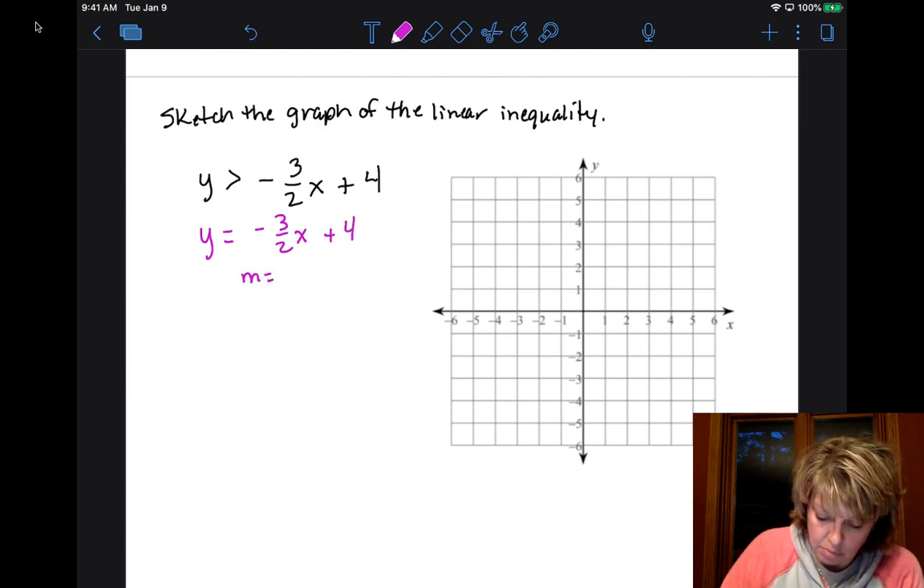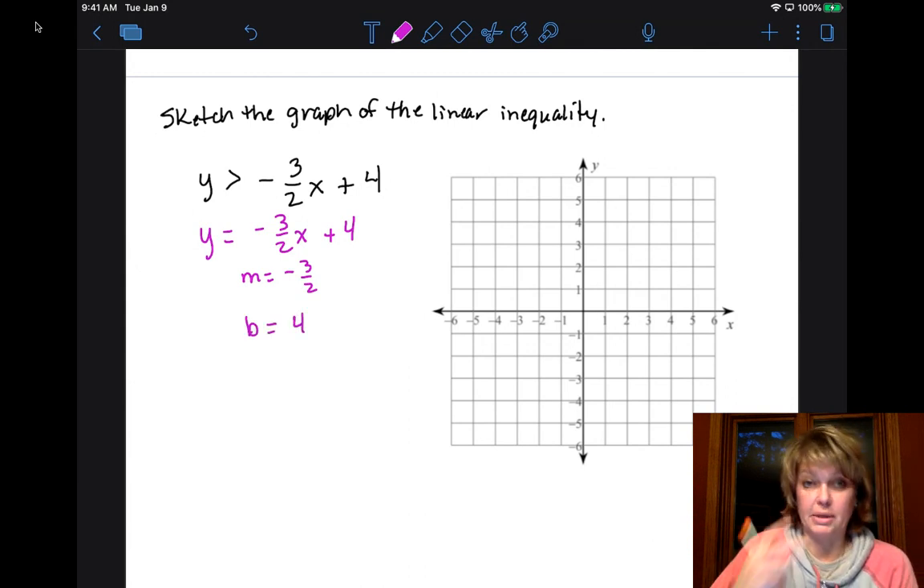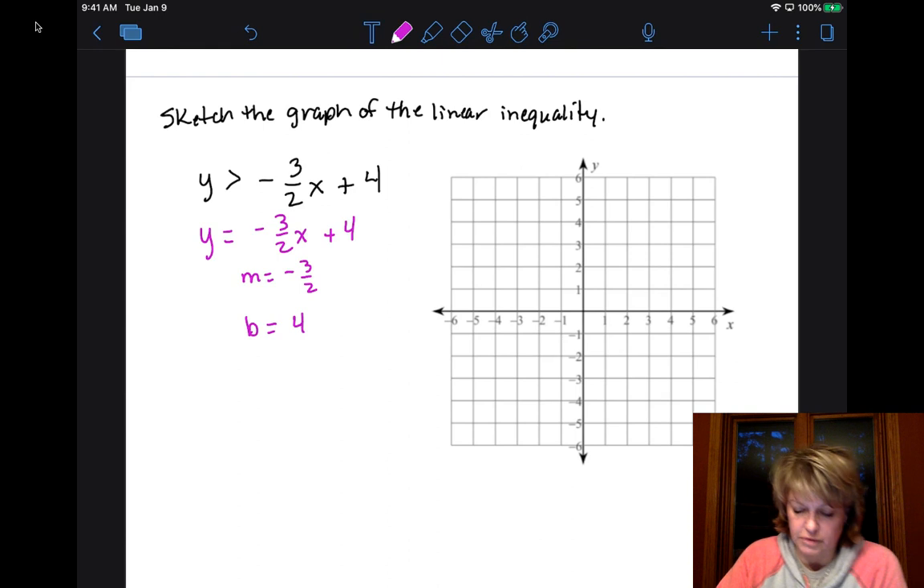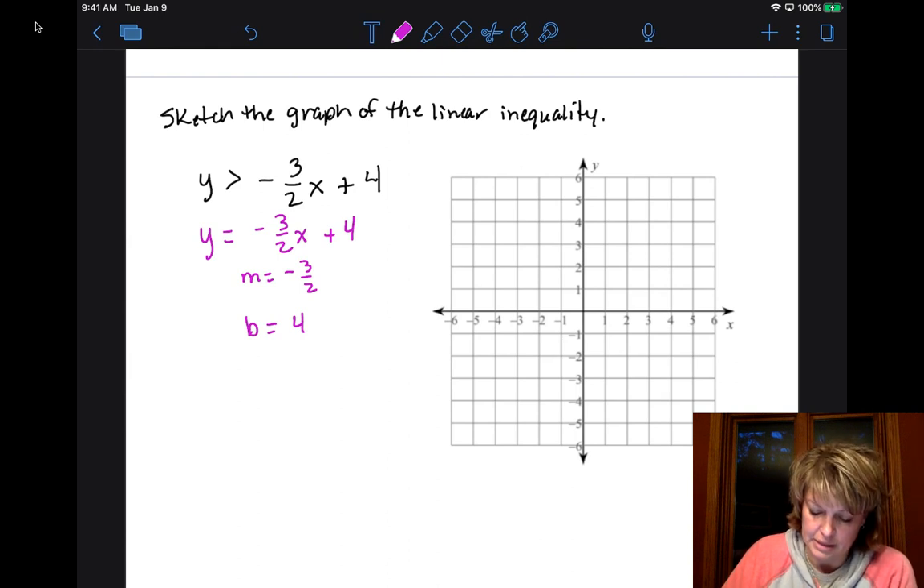Again, our slope is -3/2. Our y-intercept is 4. Again, because it has two variables, remember, these are different. They have two variables, so we're graphing a line. My y-intercept is 4. My slope is -3/2. So again, I'm going to go down 3 and to the right 2. Down 3 to the right 2. And if I do that again, down 3 to the right 2.